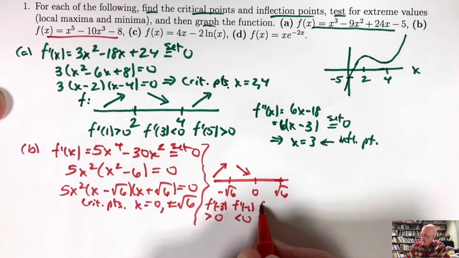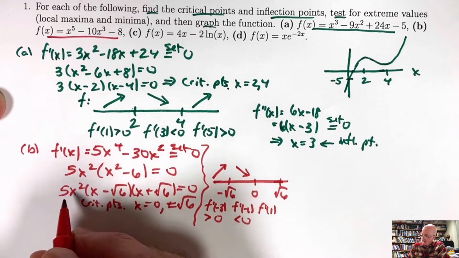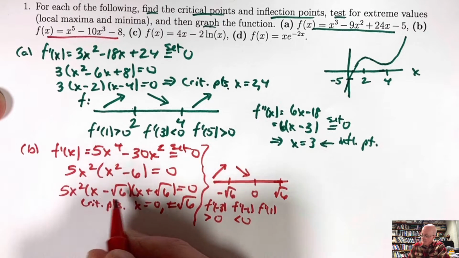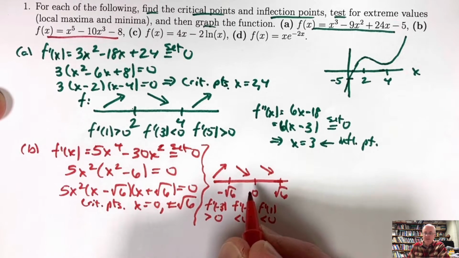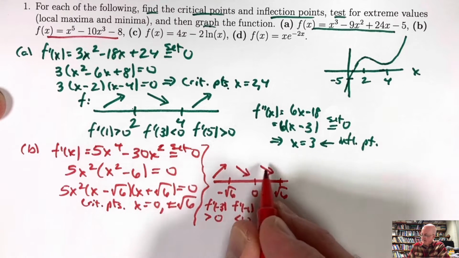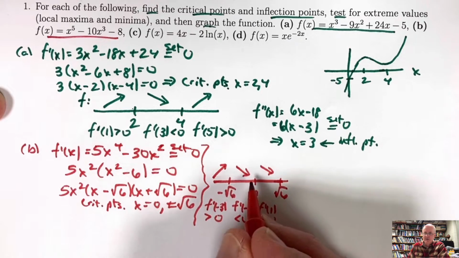Plug in a number like +1. You get a positive times a negative times a positive. It's still negative. F is still decreasing. The first derivative test doesn't tell you anything about whether it's a local max or min. In fact, the fact that the derivative is negative on both sides tells you it's neither.